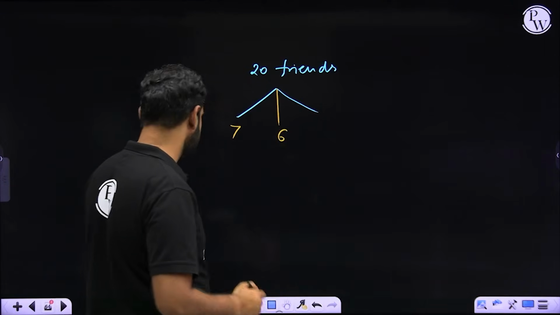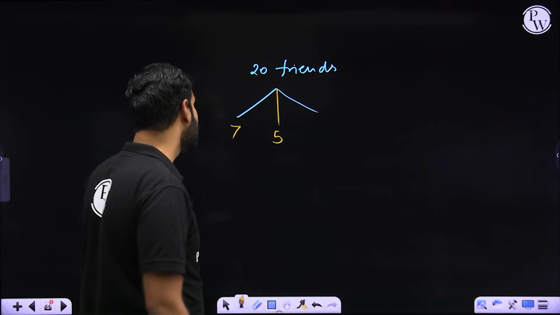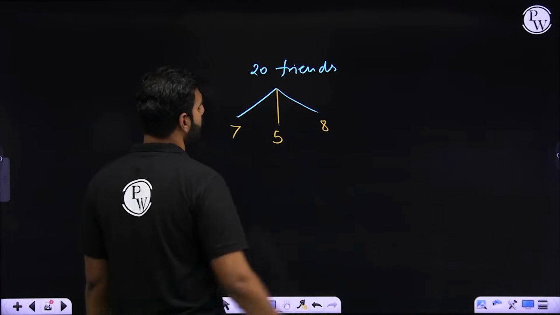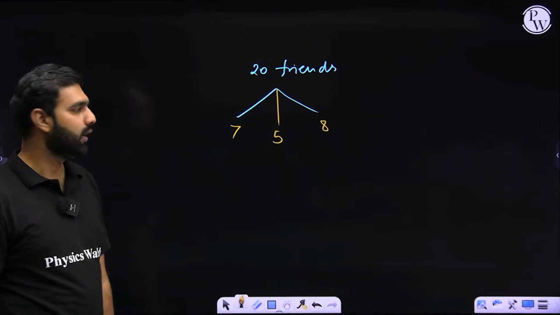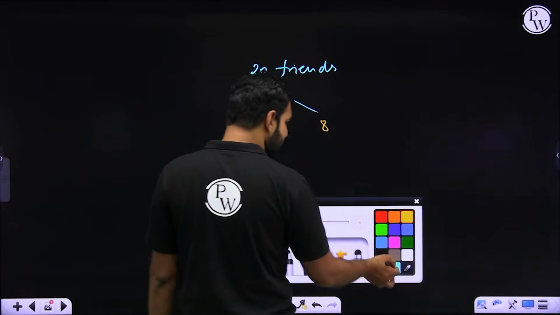So let's say instead of 6, let's make a group of 5. And the third group of 8 people. So I want to divide these 20 people into a group of 7, 5 and 8. 3 groups I want to make. How will I do it? Again, the process remains the same.